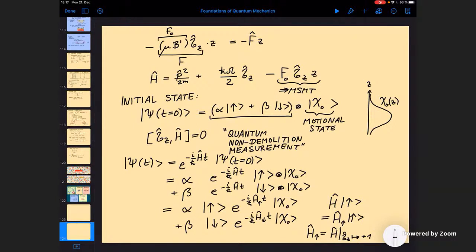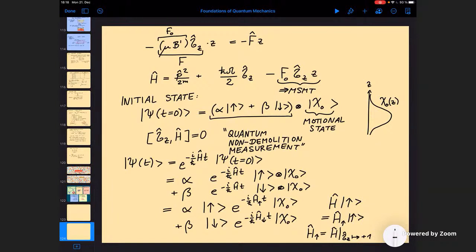And in this particular case, it's even a little bit more subtle, because this operator H can act both on the spin part of the Hilbert space as well as on the motional part. Only the spin part gets replaced by a number, sigma z gets replaced by a number. The motional part still remains an operator. So that's the idea here.